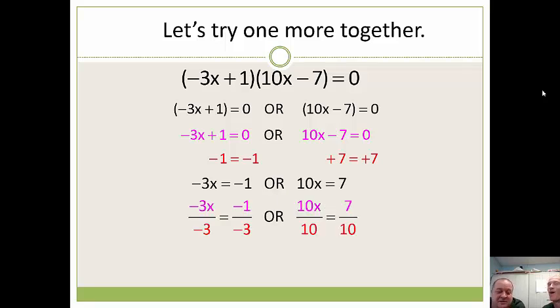I think we're going to divide, get rid of that number, absolutely. Leave the letter by itself. So on the left one, we're going to divide both sides by negative 3 to get us negative 1 over negative 3. And on the right side, we're going to divide both sides by 10 to get us 7 tenths.